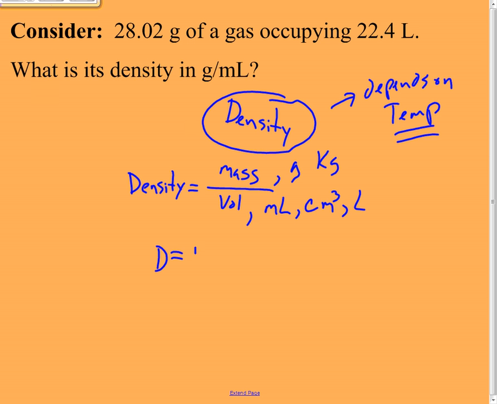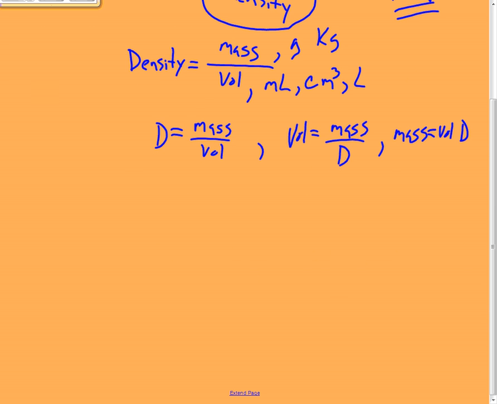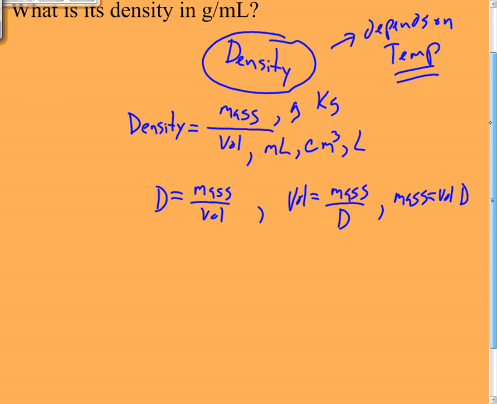So let us rewrite these. Density is equal to mass over volume. Now we can mess around with our algebra here, and we can say what? Volume then is equal to mass divided by density, or we could say mass then is equal to volume times density. So those are the three equations we use. Density equals mass divided by volume. Volume equals mass divided by density. Mass equals volume times density. Good.